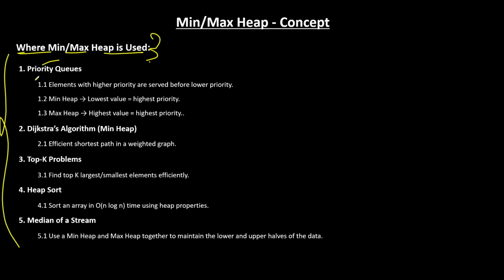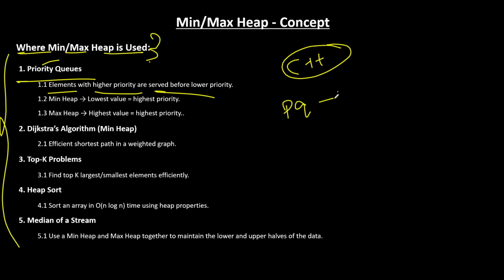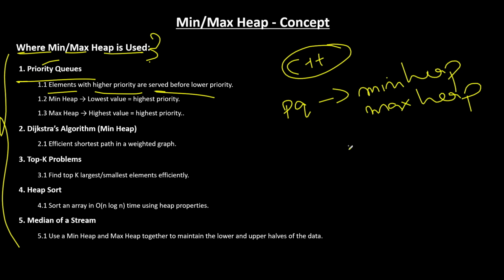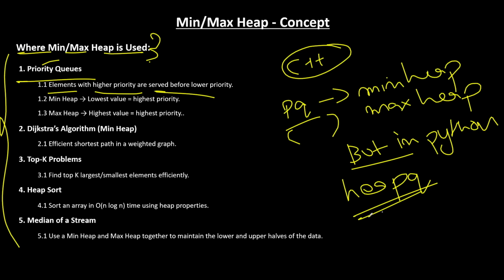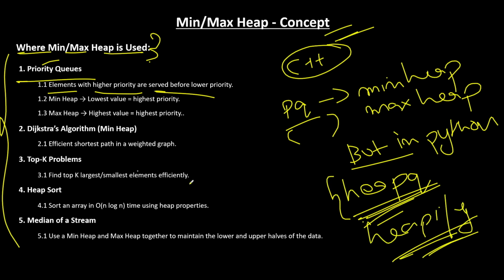In priority queues, it is mostly used in C++. Elements with high priority are served before those with lower priority. A priority queue is basically a min heap or a max heap. But if we focus on Python, there is nothing such as a priority queue directly. So what we do is use the heap queue to solve our min max heap problems, which also involves the concept of heapify. We'll learn about this.